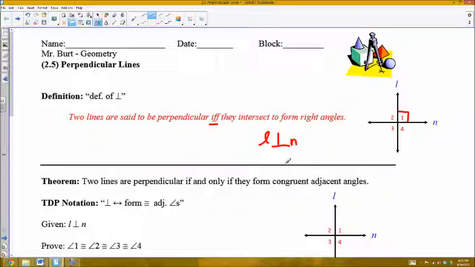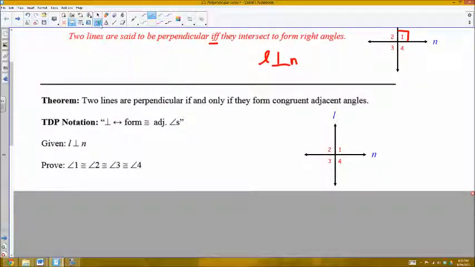For now, let's look at our first theorem, which says that two lines are perpendicular if and only if, again, another biconditional statement, they form congruent adjacent angles. So what that theorem basically says is two things. The first is that given lines are perpendicular, then I can conclude that the adjacent angles are congruent to each other. And second, the other direction of that biconditional, if I have congruent adjacent angles, then I could conclude that the lines are perpendicular. So this theorem goes in both directions.